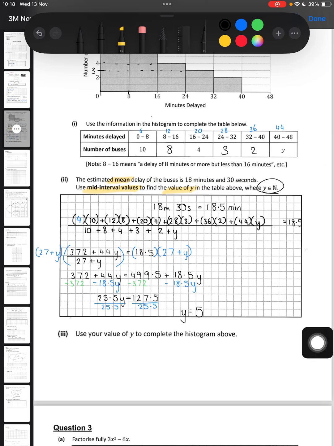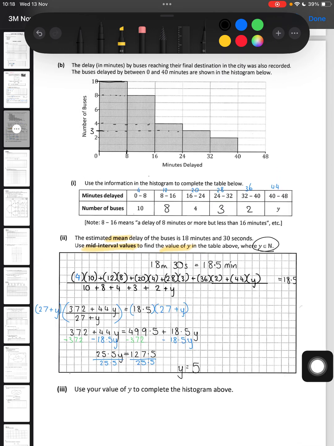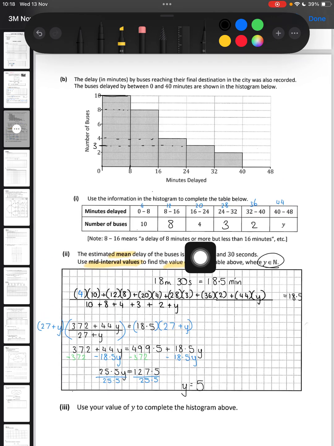They gave me a little hint in my question because they said that y should be a natural number. It makes sense because I can't have a half bus or a negative amount of buses. So I am expecting it to be a positive whole number, but it's always nice to check that at the end. If I had gotten something like 4.5 and forgot that I couldn't have 4.5 buses, that little piece of information would have given me a hint that I had done something wrong. It's always key to then go back and check, have I fully read the question? Yes, I've included every part, including this.